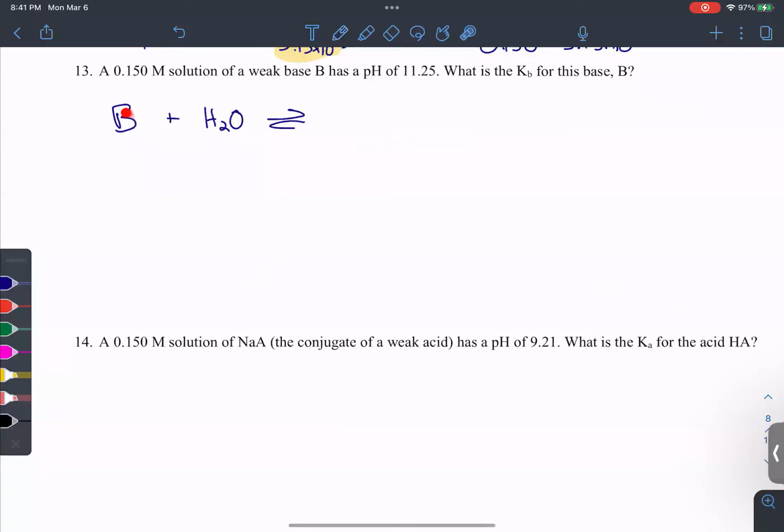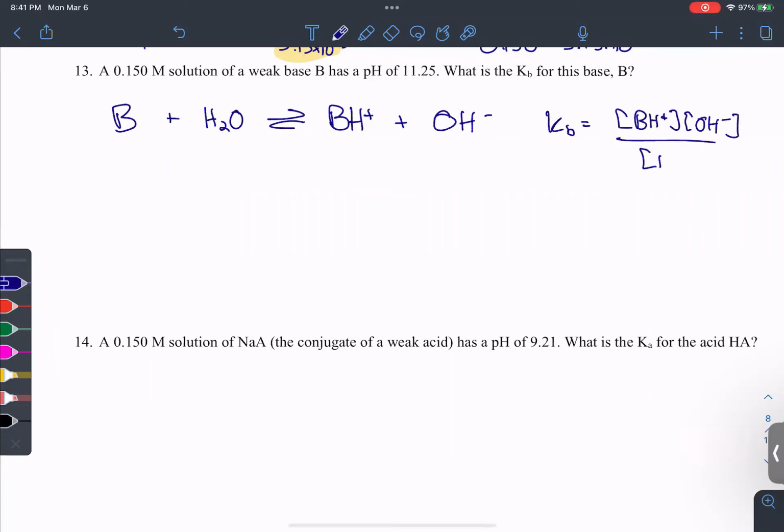So if B steals one of these protons off of a water, you get BH plus, and you're left with hydroxide. See how the product is hydroxide, that's a base, right? And so there's our Kb expression: Kb equals BH plus times OH minus over B. Do I put water in the Kb expression? No, it's a liquid. I didn't put states because I'm lazy.